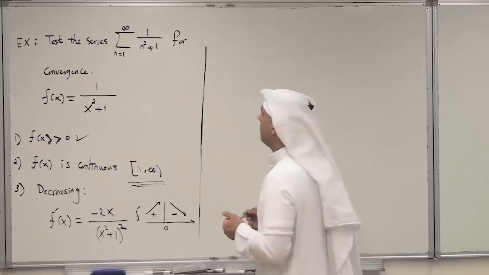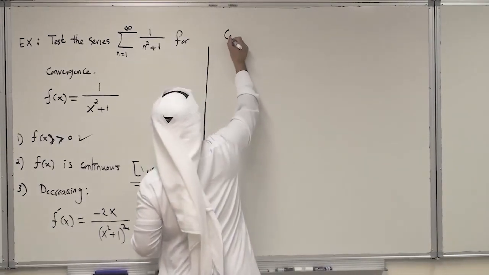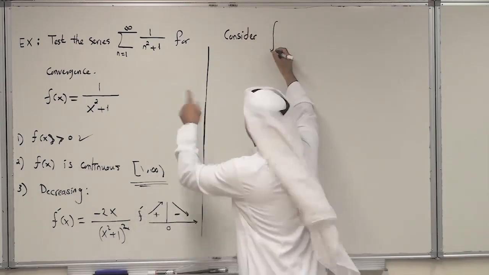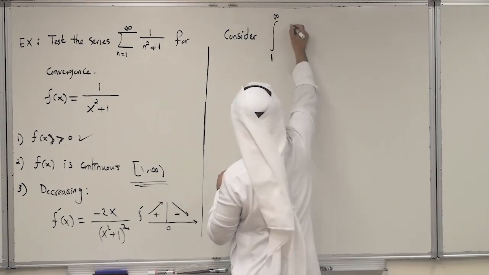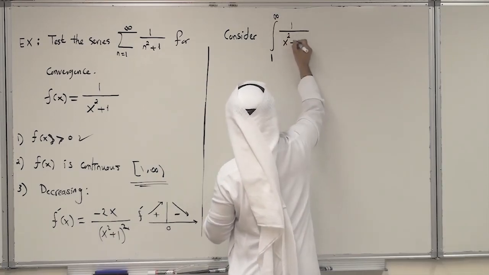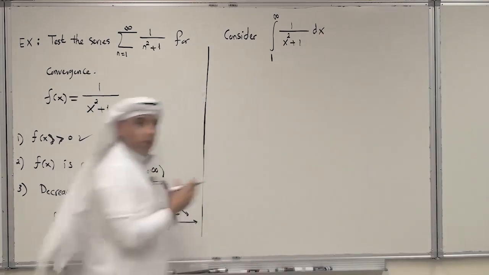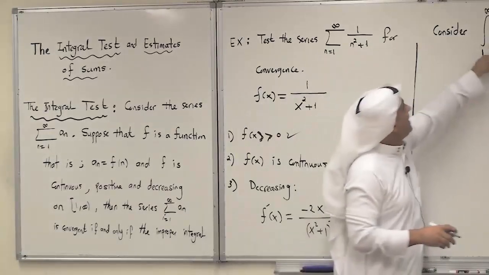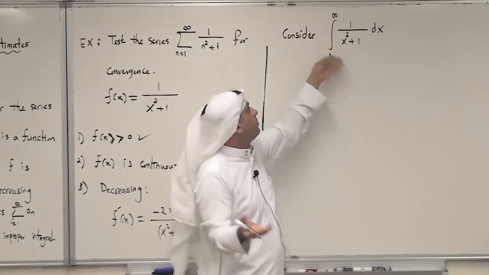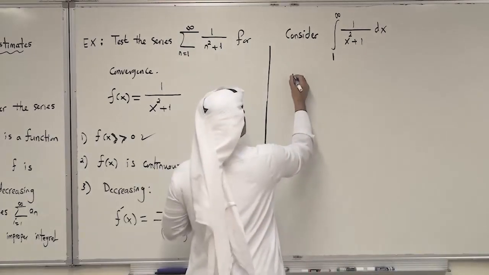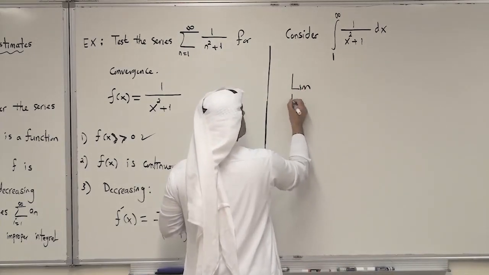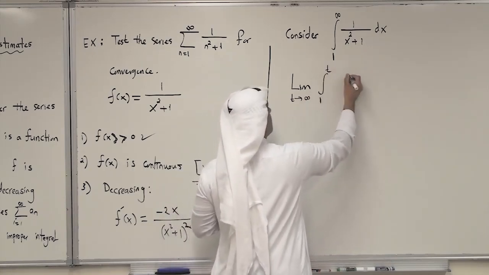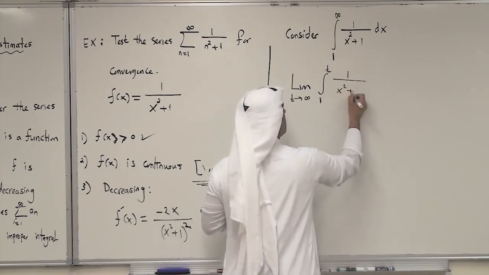How to apply the integral test? Now, we consider the improper integral. We consider the integral from what? From 1 to infinity, as the test says, and that is 1 over x squared plus 1 dx. Now, our job is moved from testing a series for convergence to testing an integral for convergence, and that is straightforward. How to test this one for convergence? We need to discuss the limit as t goes to infinity, whatever you like to call it, of the integral from 1 to t of 1 over x squared plus 1 dx.